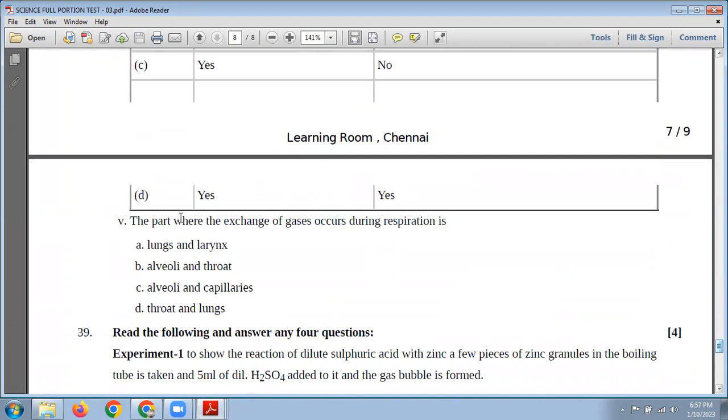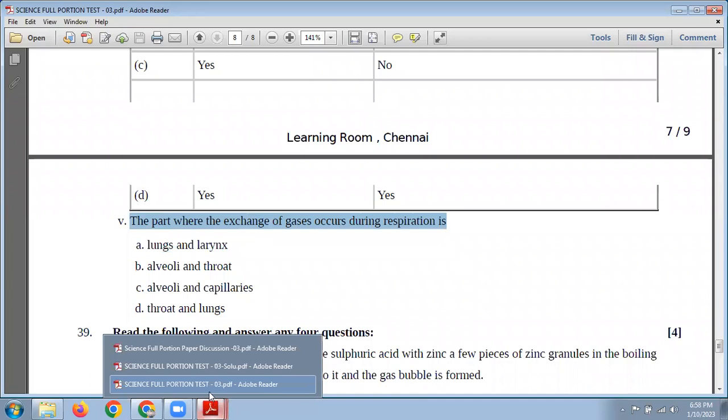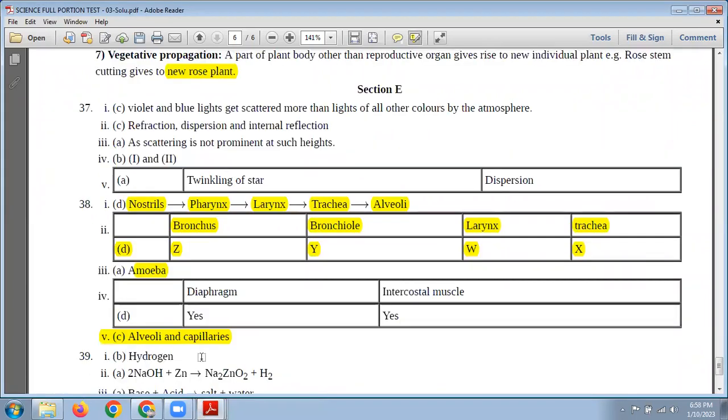So this is the question basically. In respiration, where can the exchange of gases occur? Alveoli and capillaries. Yeah. So alveoli and capillaries. Fine.